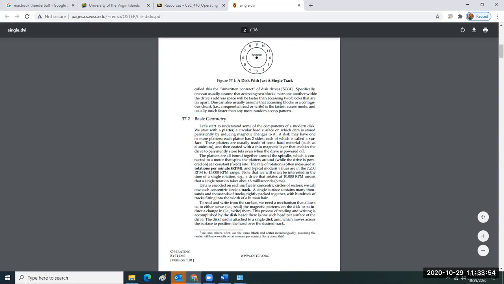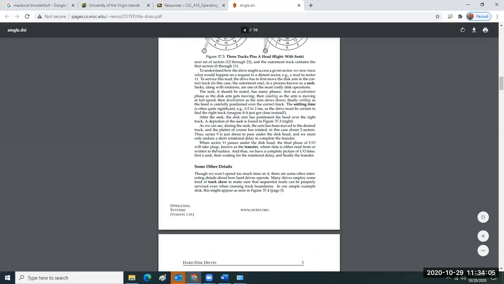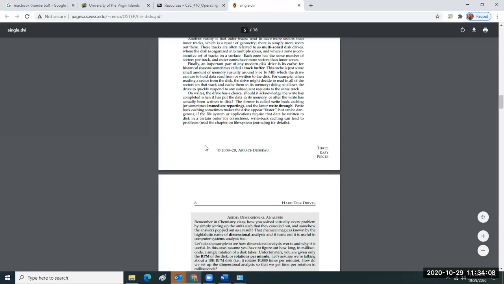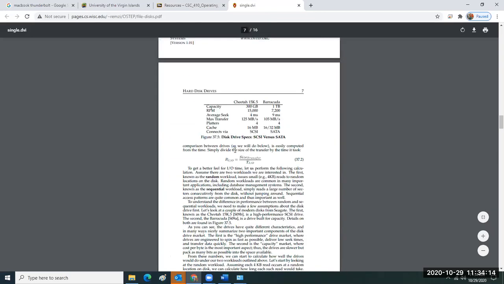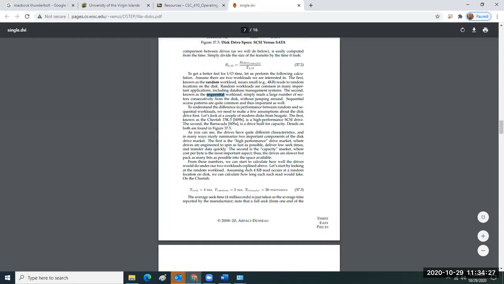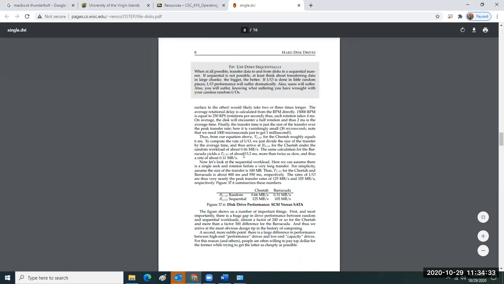So yeah, in chapter 37 of your textbook, it goes into much greater detail about the disk geometry, and then it talks about the different methods. I want you to be familiar with this and understand that there are some methods that are more efficient. So depending on the situation, random or sequential might be the preferred route. And I want you to understand those distinctions.